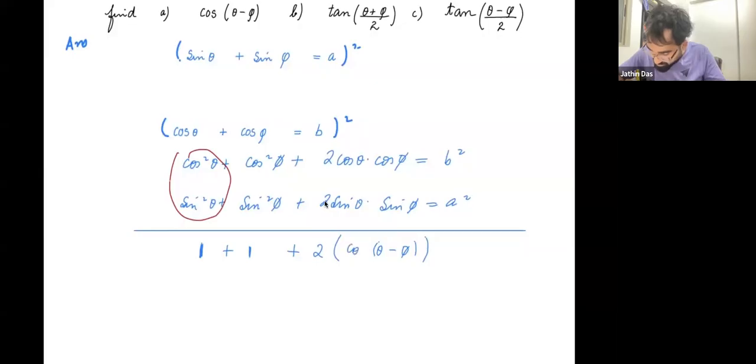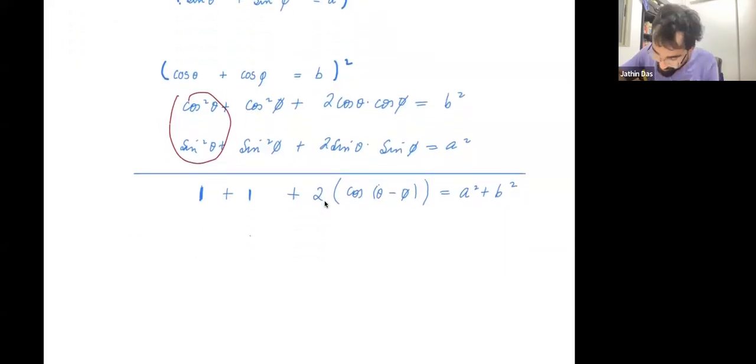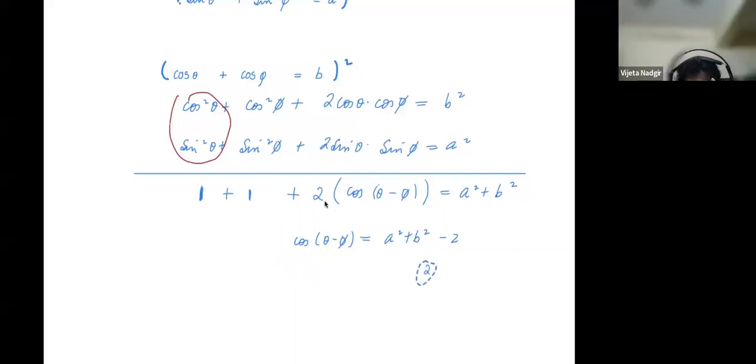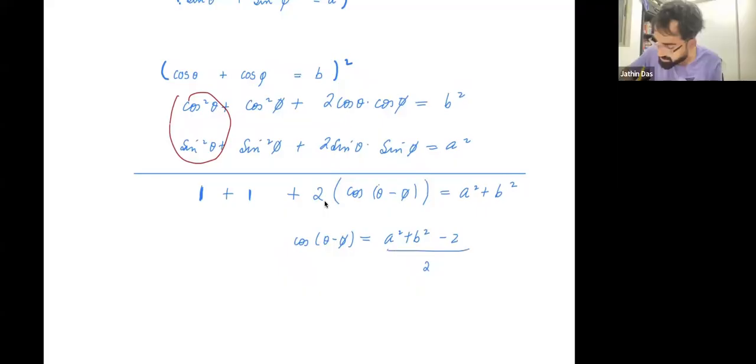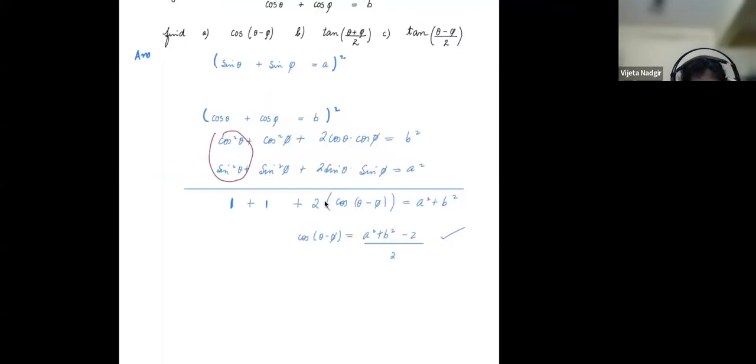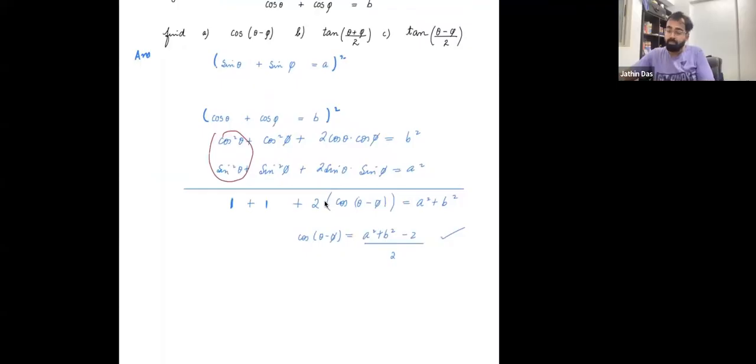So 2 plus 2 cos theta minus phi is equal to a square plus b square. I'll keep minus 2 here and then I'll divide it by 2. I'll bring 2 down. This is the answer? Yeah, I wrote it as a square plus b square by 2 minus 1.